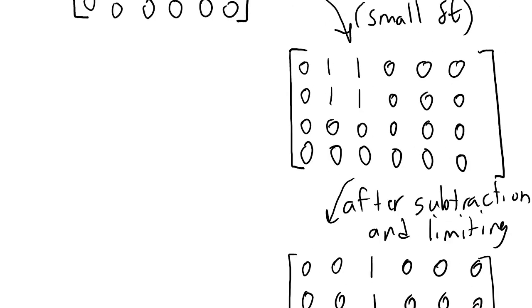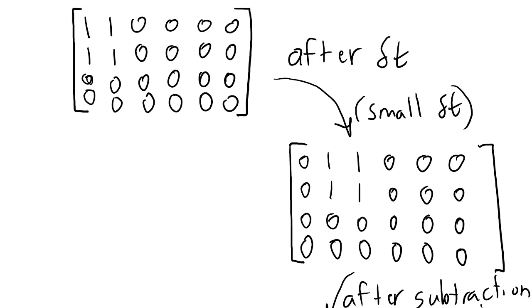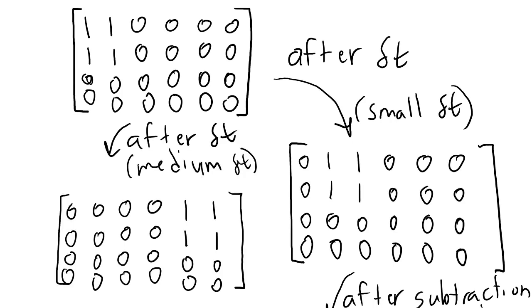Now, let's suppose that instead of a small delta t, I use a larger delta t. I'll call this a medium delta t, and we'll quantify this a little bit more in a moment. Since we have a larger delta t, the object has moved farther between the first picture and the second picture. So now what will happen after subtraction?